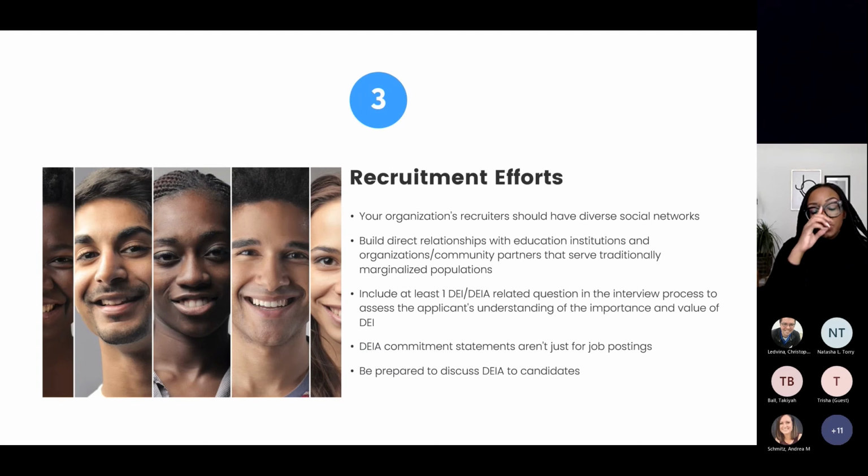And so on to our third area, recruitment efforts. And so recruitment is extremely important right now. And I suggest for all recruiters to have diverse social networks. That is key. That is key to bringing diversity into your organization.